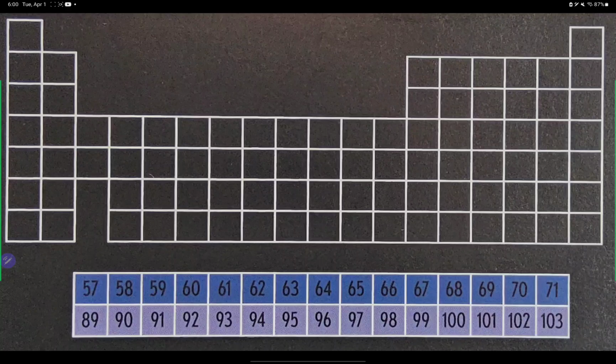Which one do you think is the actinide? Do you think it's this, or do you think it's this? It's actually the bottom one. Why did I say actinides instead of lanthanides? I wanted to trick you, ha ha ha.